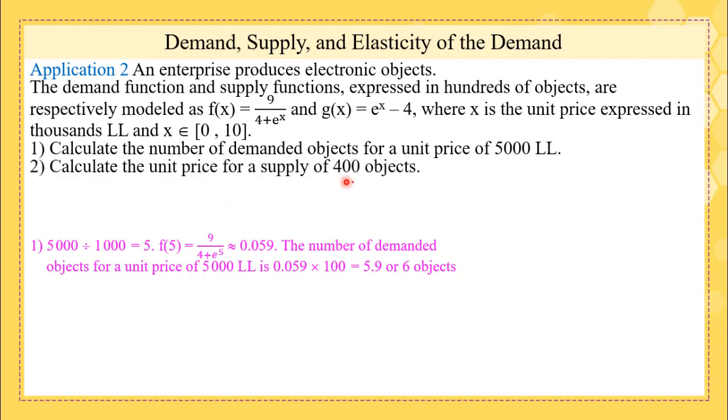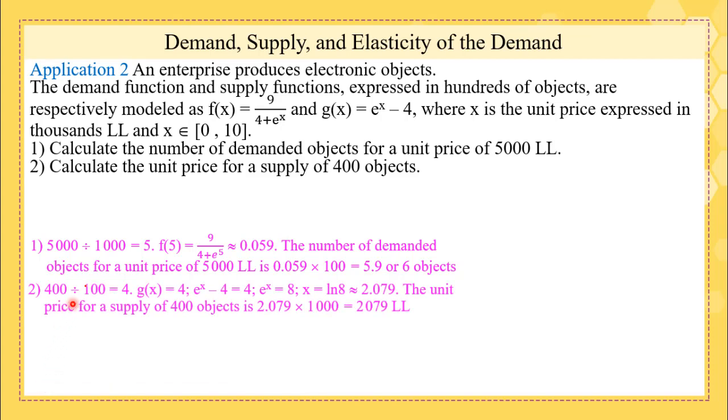2. Calculate the unit price for a supply of 400 objects. So in this part, we need to calculate the unit price for a supply of 400 objects. Here, g of x is given, and we need to find x. So g of x equals 400 divided by 100, which is equal to 4. Then we solve the equation g of x equal to 4, and we get x equal to ln 8, which is approximately equal to 2.079. Therefore, the unit price for a supply of 400 objects is 2.079 times 1000, the unit of the price x, and we get 2079 Lebanese lira.